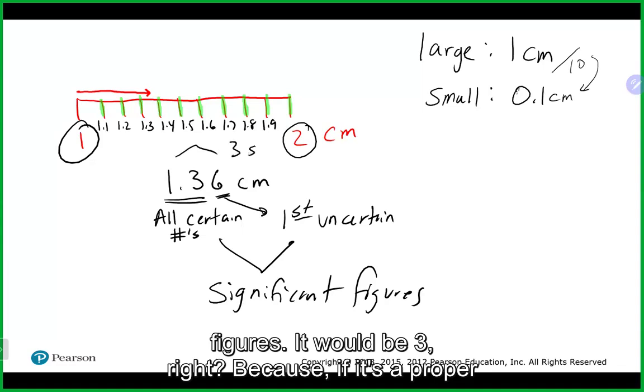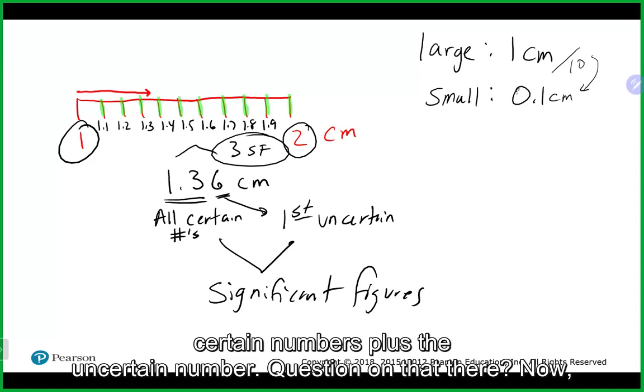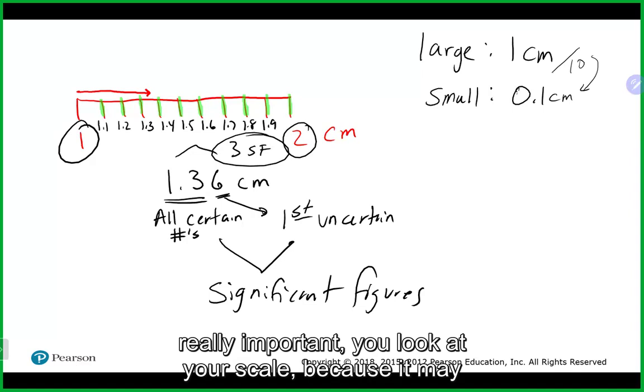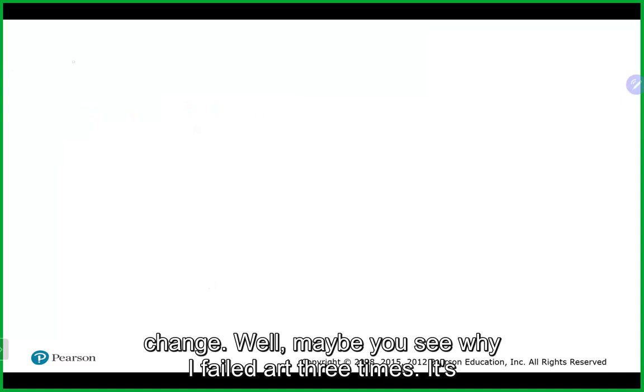It would be 3, right? Because if it's a proper measurement, everything there is significant, right? So all the certain numbers plus the uncertain number. Question on that? Now, really important, you look at your scale because it may change.